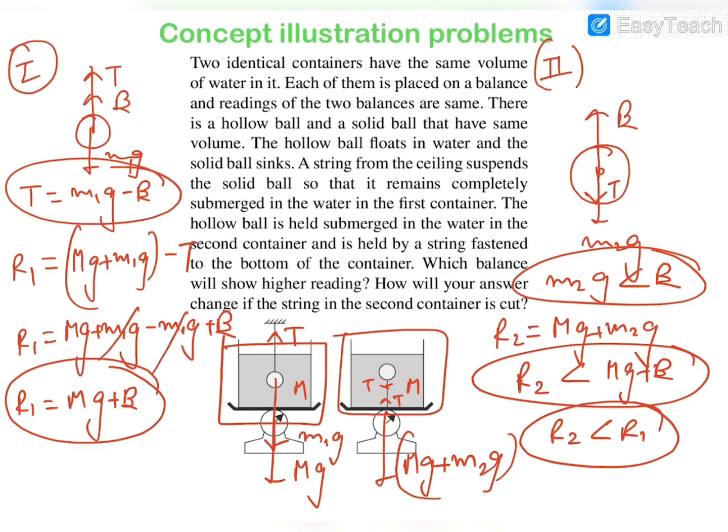Now when we cut this string, the ball will move up to the surface of the liquid, and then also the system is experiencing the same external force, and hence the reading of the weighing machine will remain the same, and hence we can still say that R1 would be greater than R2. So nothing will change if we cut this string. Now we'll move on to the next question.